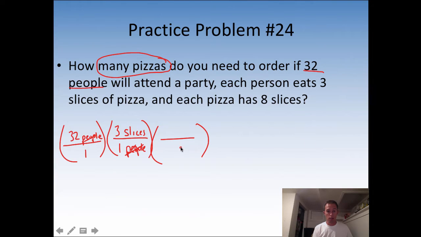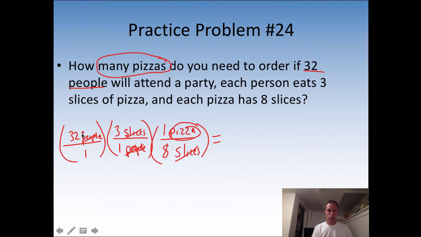Slices is on top. We know that slices has to be on bottom. And this last part of the sentence gives us our conversion factor. Each pizza has 8 slices. So 8 slices is 1 pizza. And so my slices is going to cancel out, because slices divided by slices is 1. We can cancel it out, and I'm left with pizza. And that's how many I wanted to know.